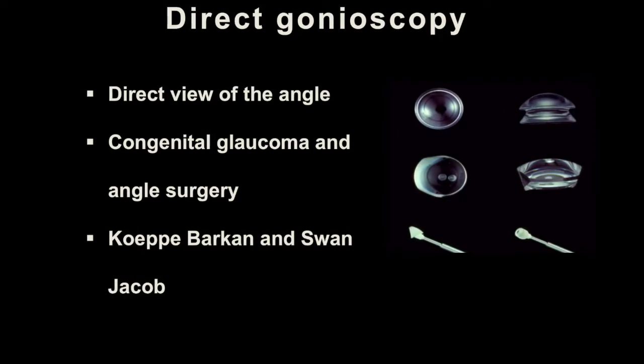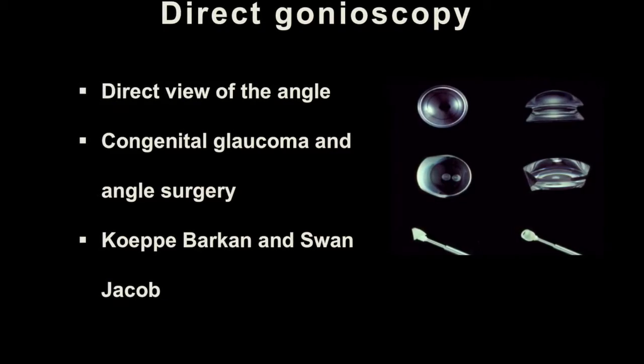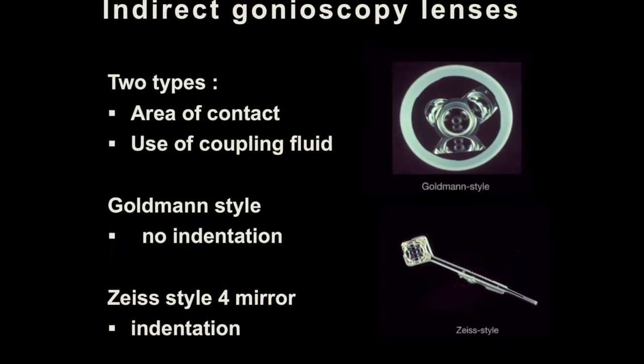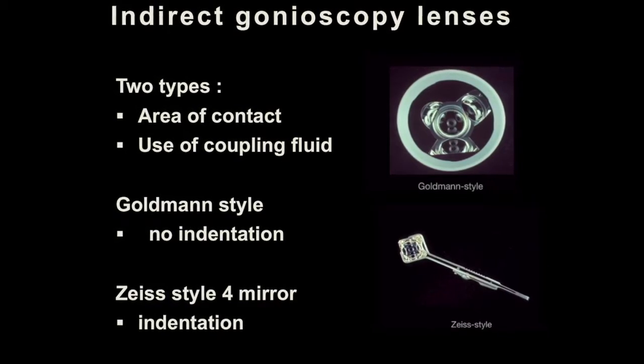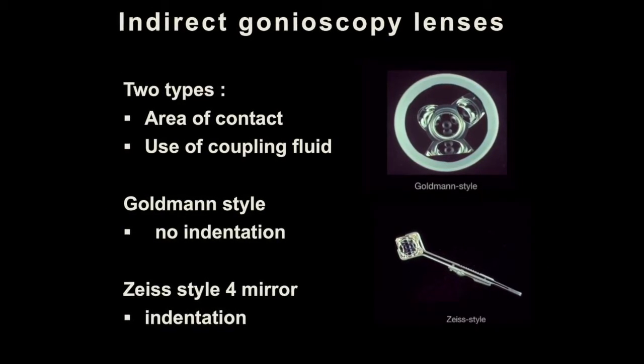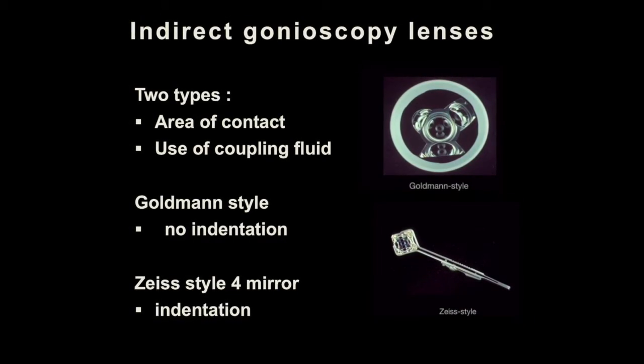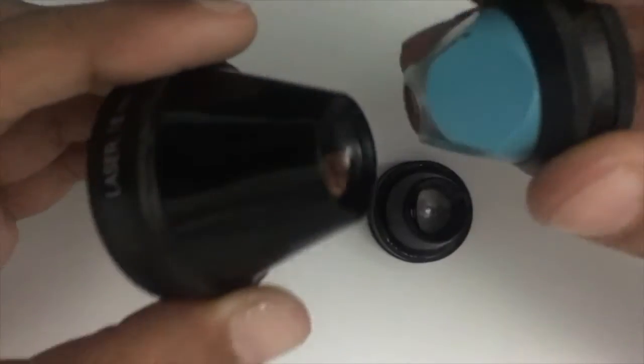Frequently used lenses are Koeppe, Barkan, and Swan-Jacob. Indirect gonioscopy is done by two types of lenses: Goldmann style, which requires a coupling fluid, and the Zeiss style, which is smaller in diameter and suitable for indentation gonioscopy.